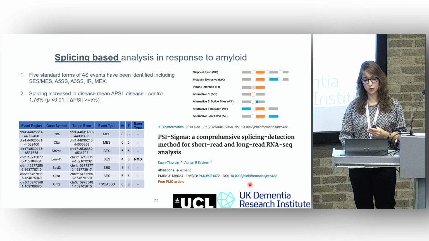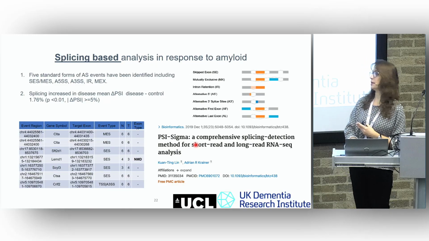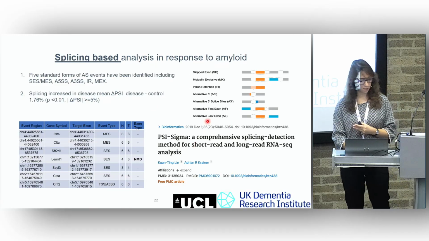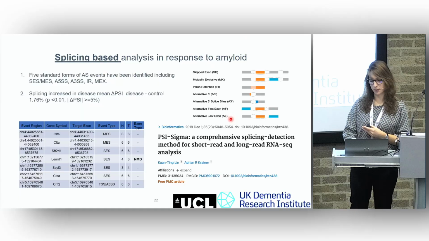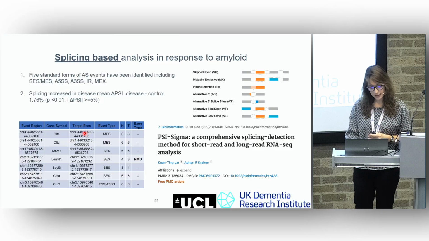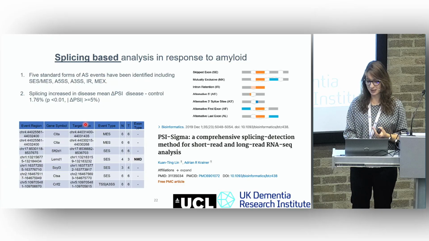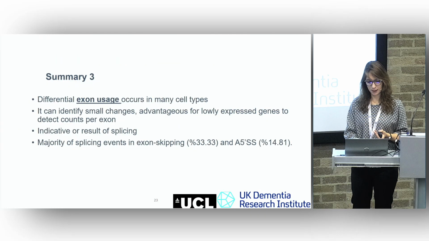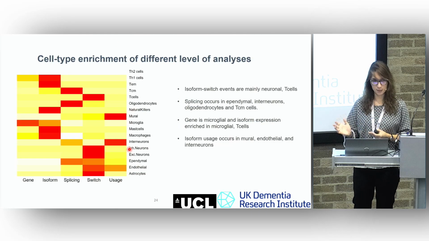For splicing-based analysis, I have used PSI-Sigma. This is tailored for long-read RNA sequencing, and can also be performed with short-read RNA sequencing, so we can compare different technologies as well. We have detected clathrins, cathepsins, and other genes that again seem to be neuronal and also from different cell types. But I guess it will be better if I show the summary slide.